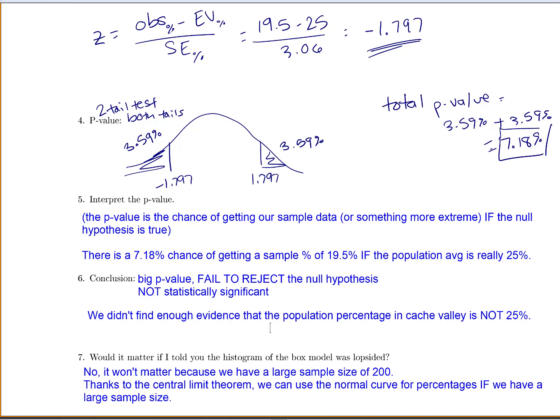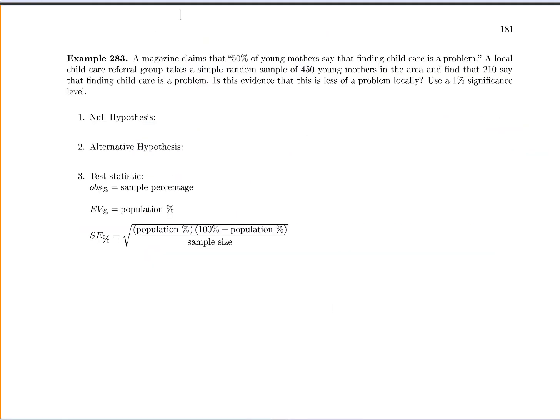So, won't matter, we can still do the test as long as we have a large sample size. Next problem: a magazine claims that 50% of young mothers say that finding childcare is a problem. A local childcare referral group takes a simple random sample of 450 young mothers in the area and finds that 210 say that finding childcare is a problem. Is this evidence that this is less of a problem locally? And we want to use a 1% significance level.